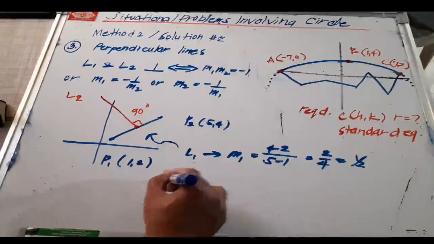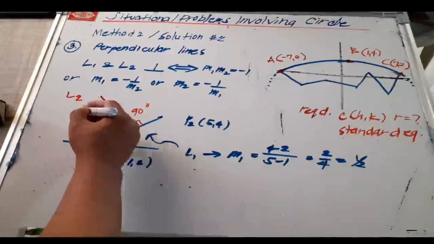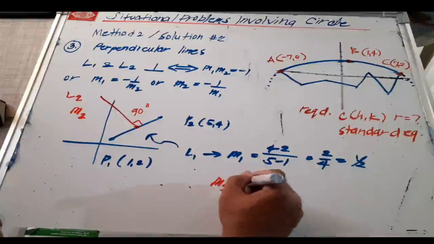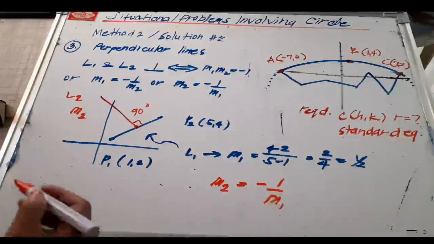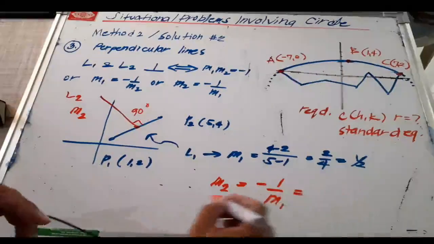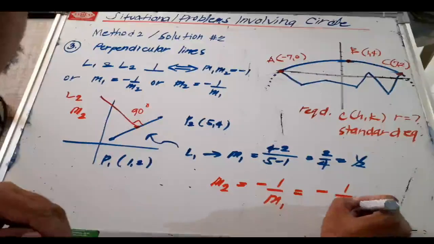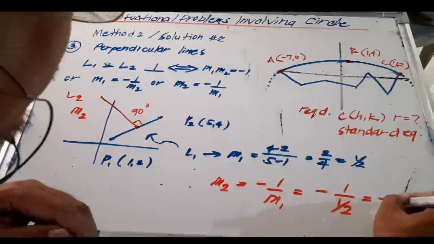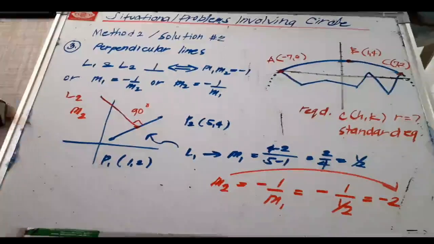So therefore, ang M2 natin, ito yung slope ni line 2. M2 equals -1 over M1. Okay. So sa makatuwid, ang M2 natin will be equal to -1 over 1 half. Then reciprocal natin, our answer is -2. So that will be the slope of line 2, which is perpendicular to line 1.